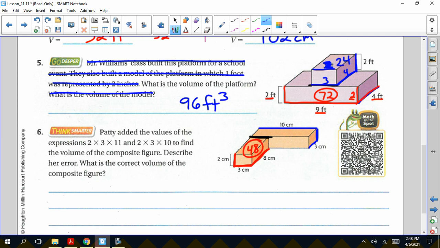The top figure, we have to find the height, which is the same all the way around, which is 2 centimeters. So we go 3 times 2, which is 6, times 10, which is 60. That gives us a total of 108 centimeters cubed.